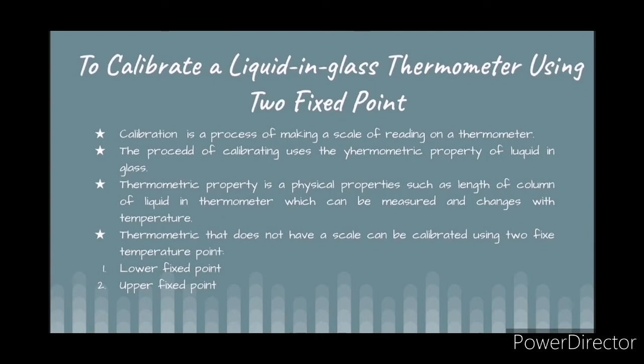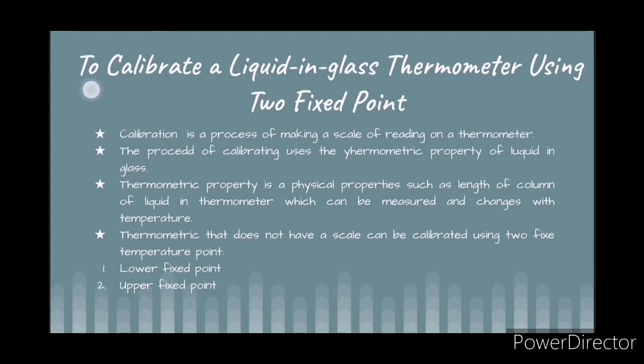To calibrate a liquid-in-glass thermometer using two fixed points. Calibration is a process of making a scale of reading on a thermometer. The process of calibrating uses the thermometric property of the liquid in glass. A thermometric property is a physical property, such as the length of the column of liquid in the thermometer, which can be measured and changes with temperature.